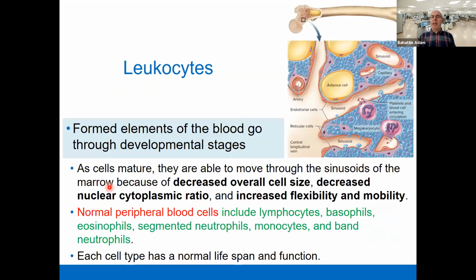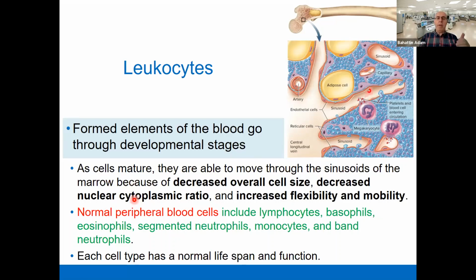Leukocytes, or white blood cells, are also formed in the bone marrow. As the cells mature, they are able to move through the sinusoids, the pores in the bone marrow where the cells can squeeze through, and then come into the blood circulation.